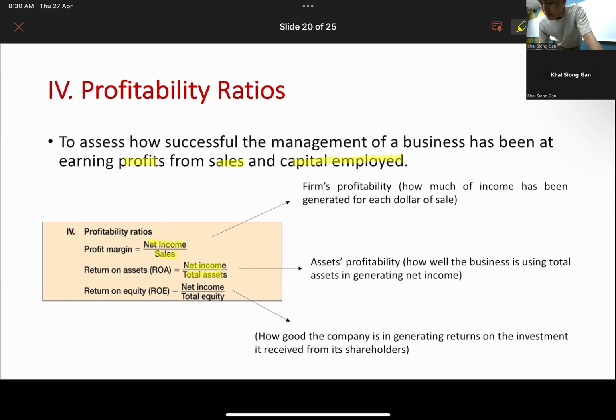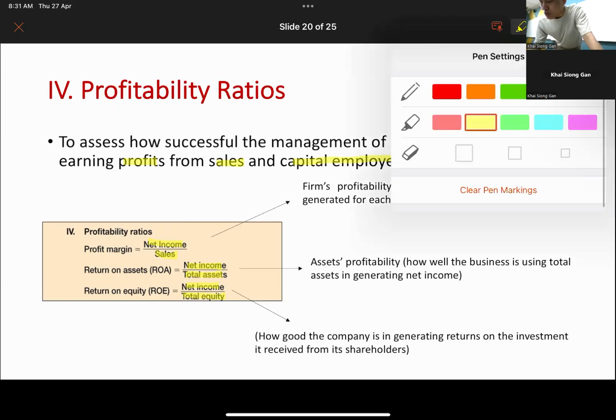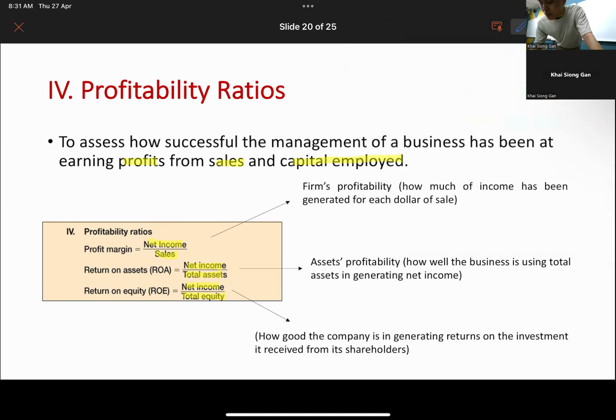ROE means, again, we look into how much of the net income is being generated from the investments from the shareholders, from the total equity. So you can see when we talk about profitability ratios, my numerator is almost the same. It's always about net income, net income, net income. But it depends on which one I compare to. If profit margin, I use sales. If ROA, I use total assets. If ROE, I use equity. So that's basically to see how good the business is using total assets and total equity in achieving net income, in earning net income.